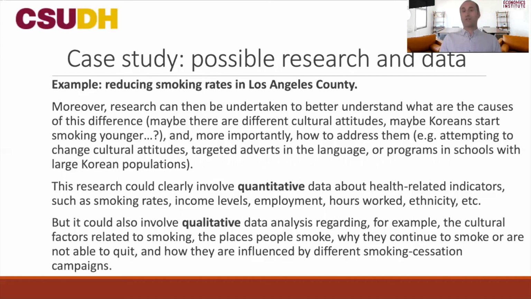And now this research could involve quantitative data about health-related indicators, such as those we've looked at, whether that's smoking rates, income levels, employment, hours worked, ethnicity, etc. But it could also involve qualitative data regarding, for example, the cultural factors related to smoking, the places that people smoke, why they continue to smoke or are not able to quit, and how they are influenced by different smoking cessation campaigns. And throughout all of these ideas, we're thinking again about cause and effect relationships. How can we create programs that have the outcomes that we desire, i.e. less smoking and ultimately longer lives for people who are smoking?